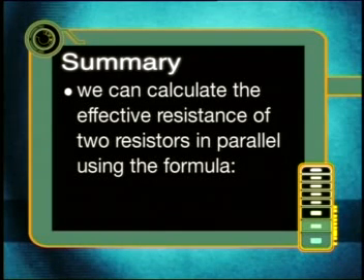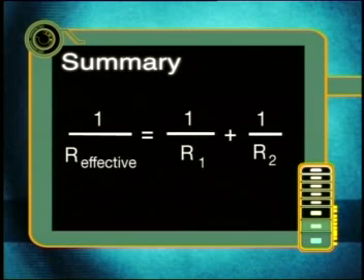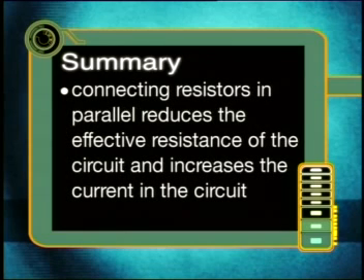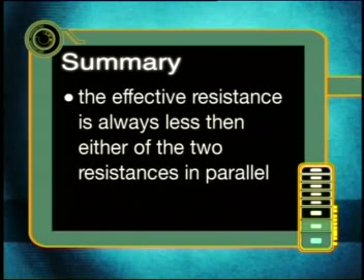We can calculate the effective resistance of two resistors in parallel using the formula 1 over R effective equals 1 over R1 plus 1 over R2. Connecting resistors in parallel reduces the effective resistance of the circuit and increases the current in the circuit. And lastly, the effective resistance is always less than either of the two resistances in parallel.